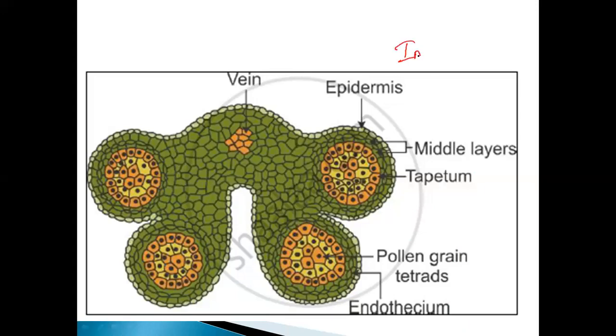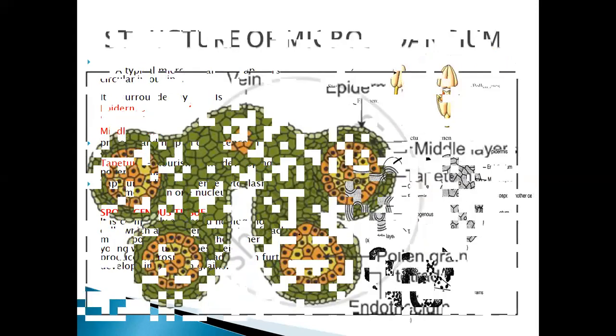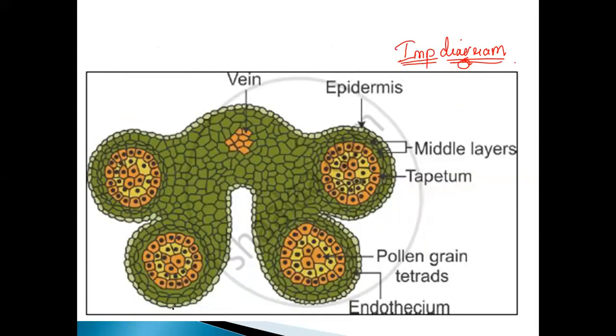This is an important diagram for your exam point of view. If you draw all the cells neatly here and then label the parts, you do not have to draw these 2 diagrams. You can just give this one entire diagram. Is it clear?